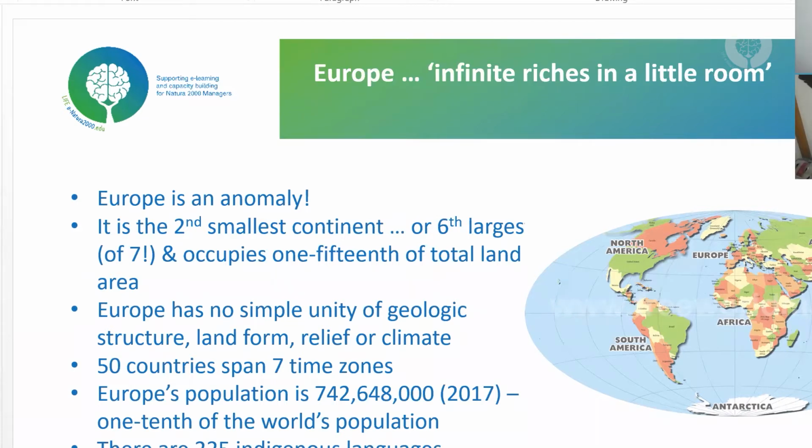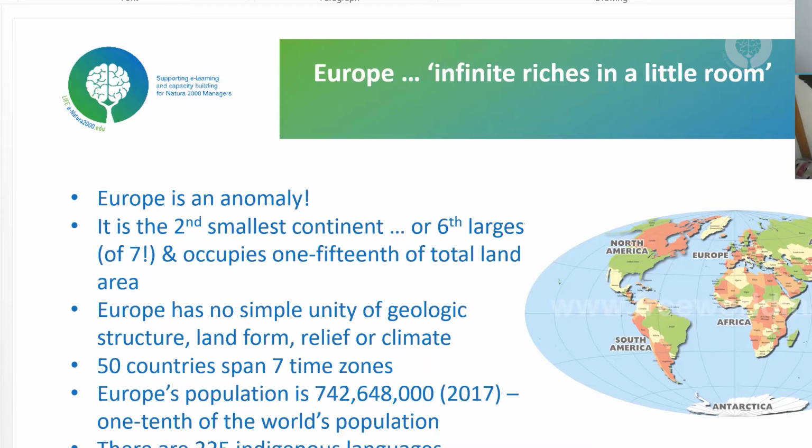It's described somewhat poetically by a playwright, Christopher Marlowe. He describes Europe as being infinite riches in a little room. As a continent, it is something of an anomaly, just because of its diversity. We're the second smallest continent, or the sixth largest of 7, if size matters, and for some people it does. But we occupy 1/15 of the total land area of the world.